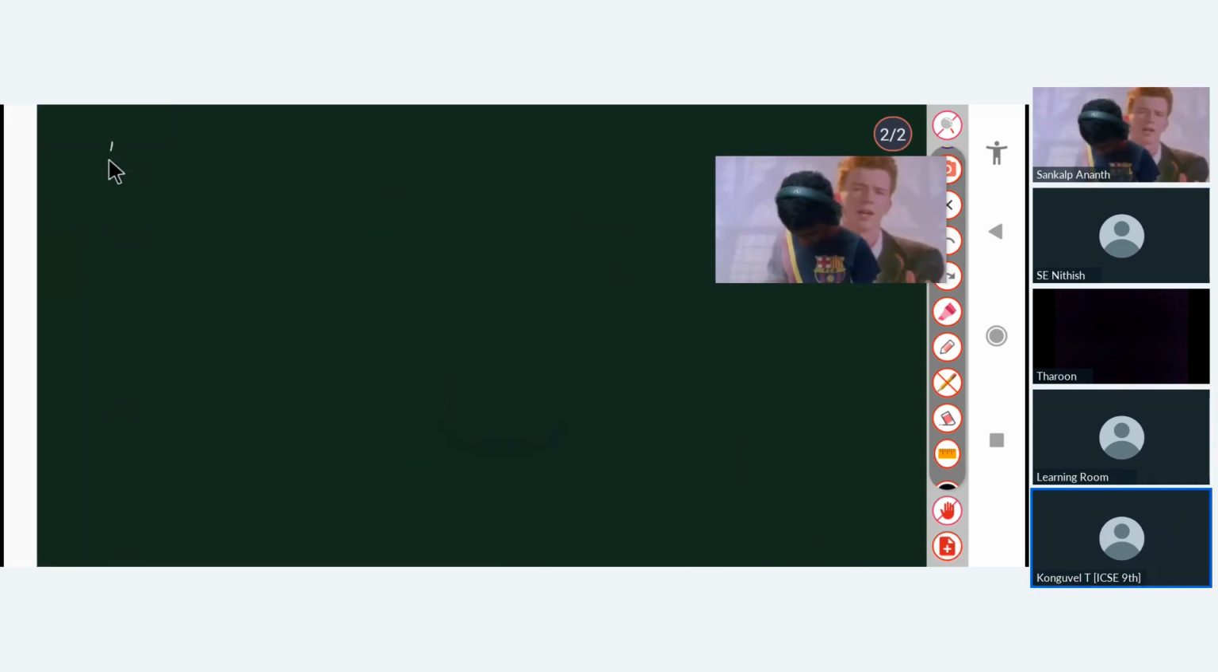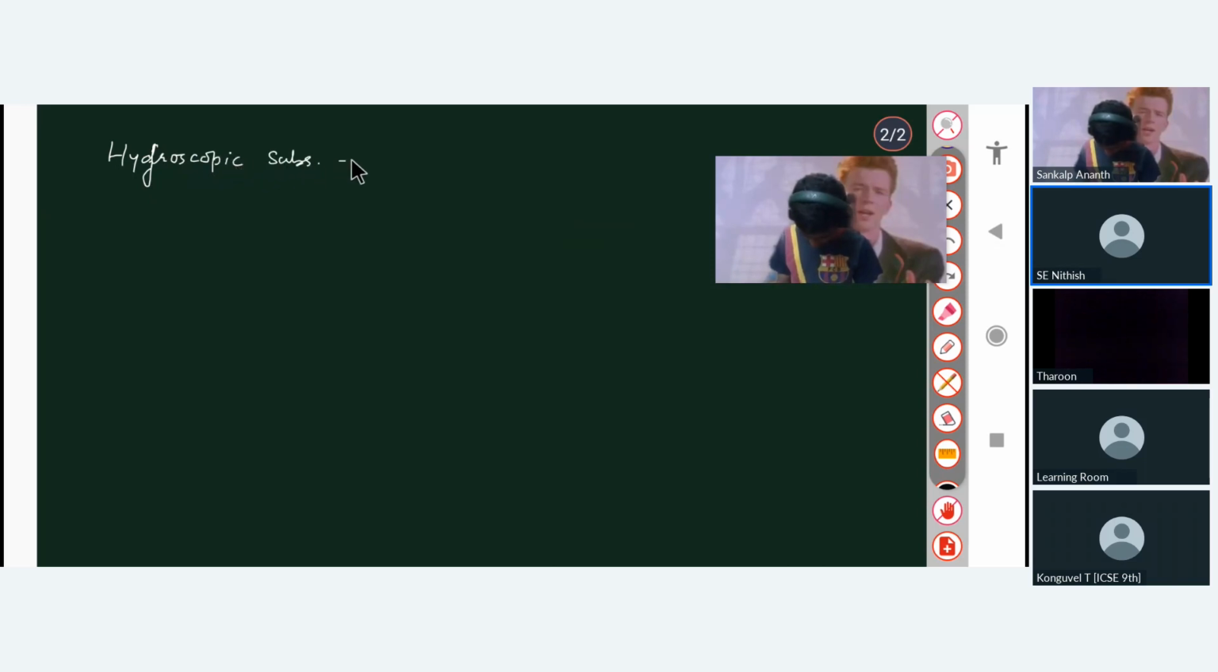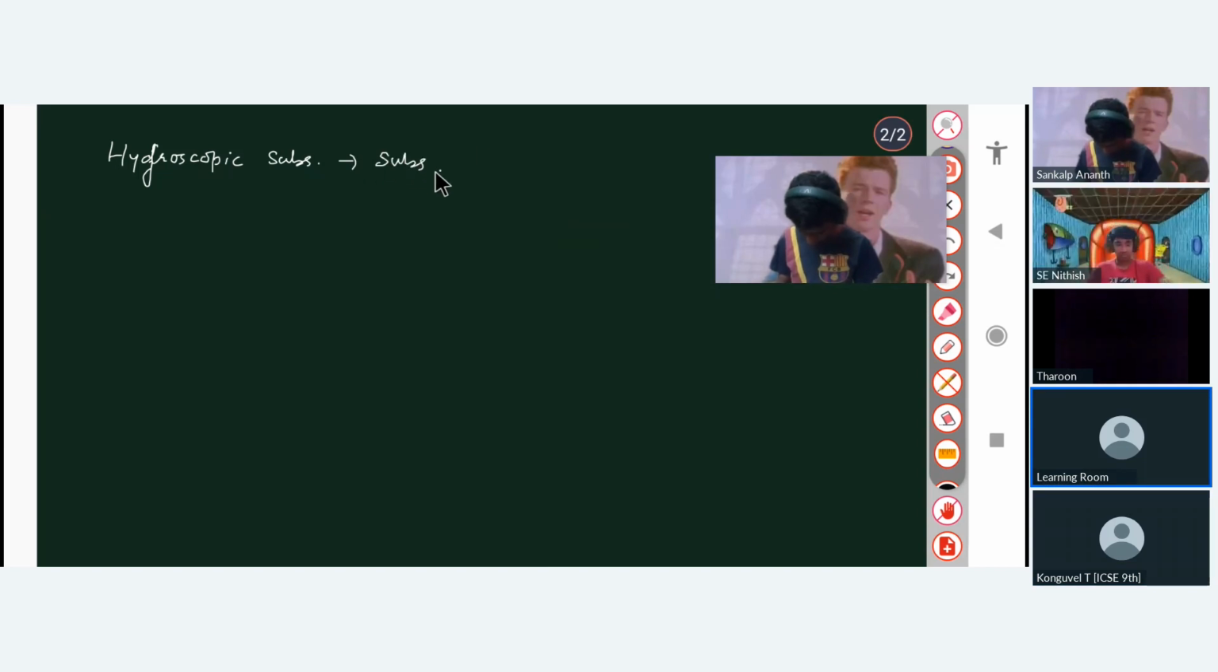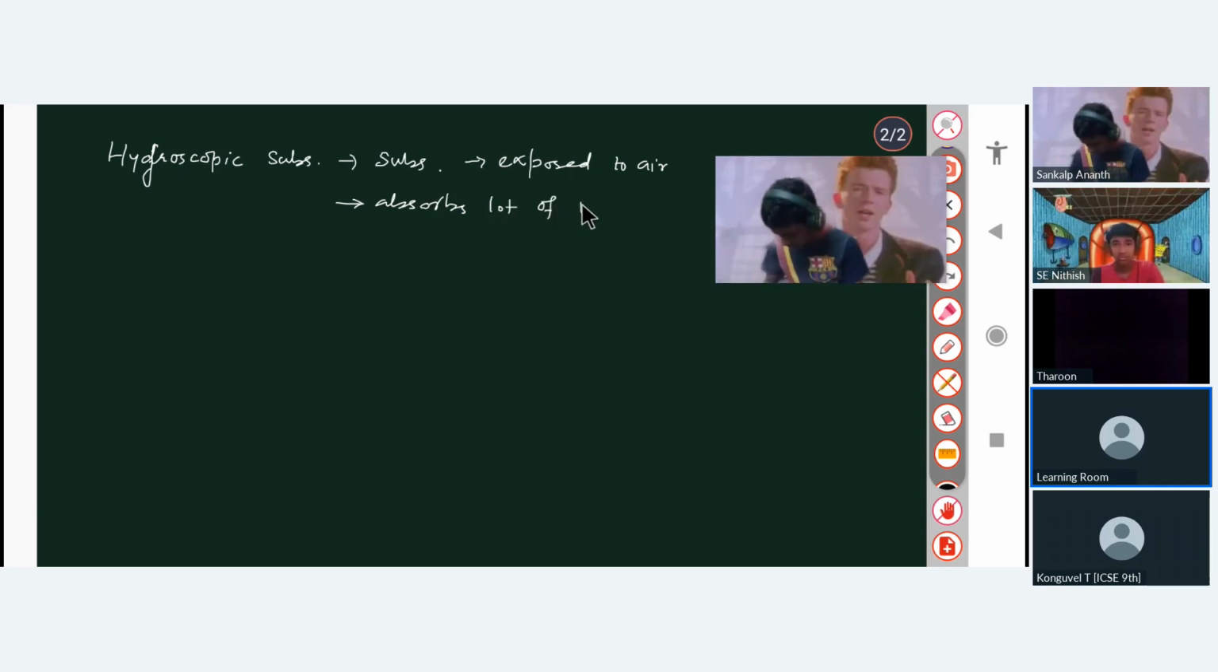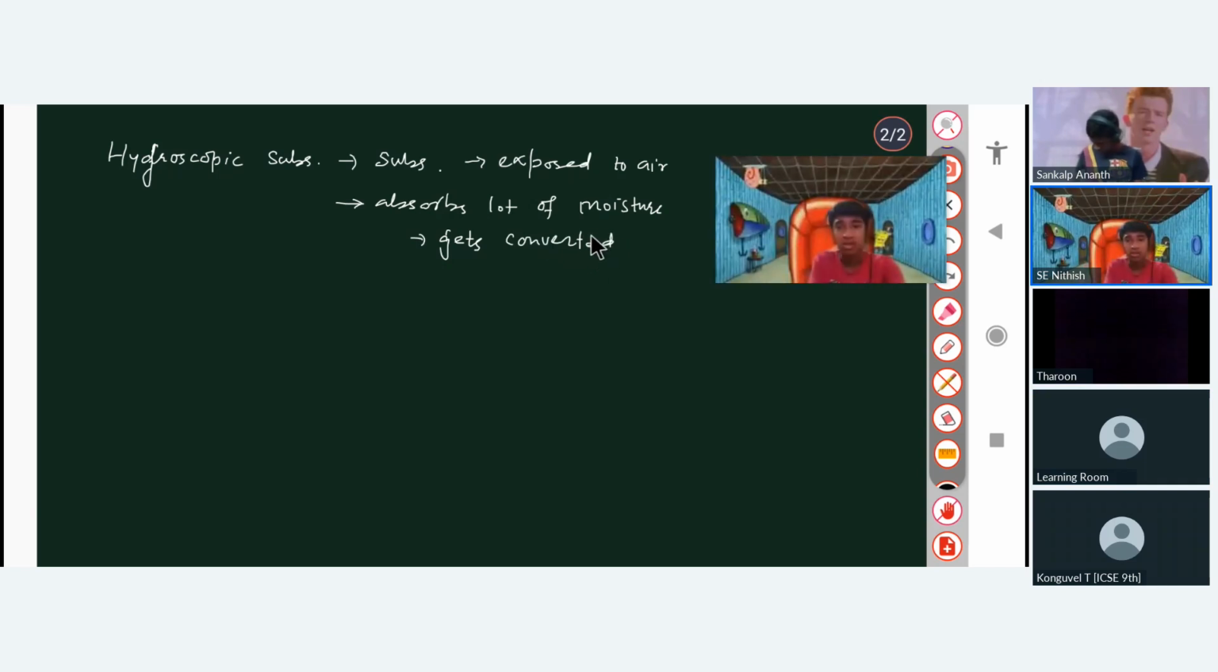Deliquescent substances, when exposed to air, absorb moisture and get converted to a saturated solution. And hygroscopic substances, when exposed to air, absorb moisture but do not get converted to a solution. Sorry, it is hygroscopic that absorbs moisture but will not get converted to any solution.